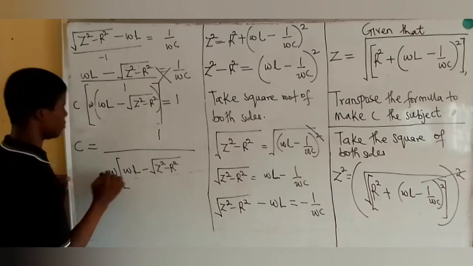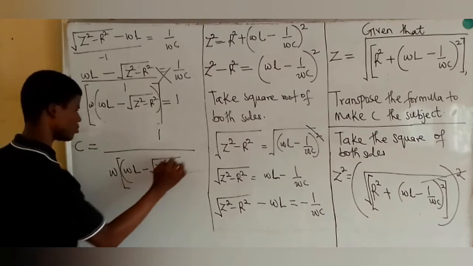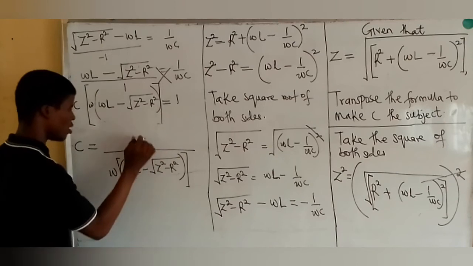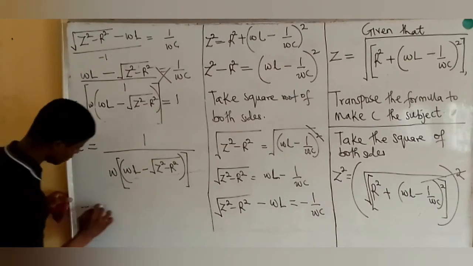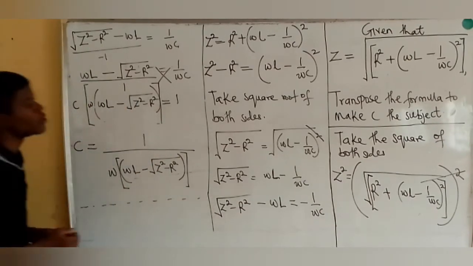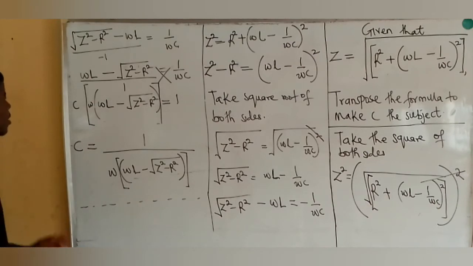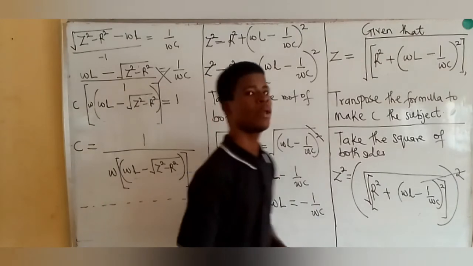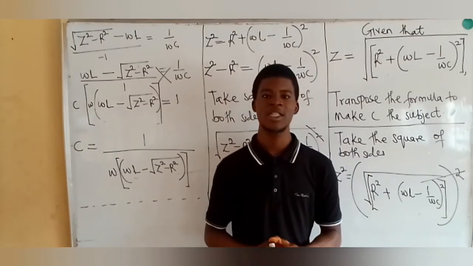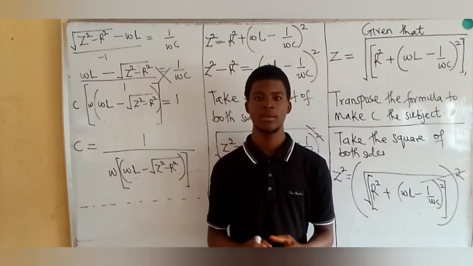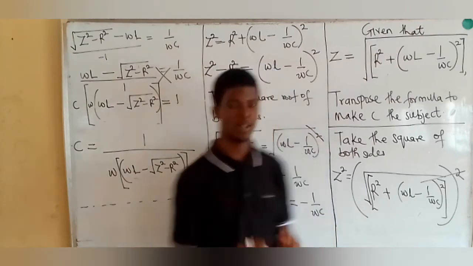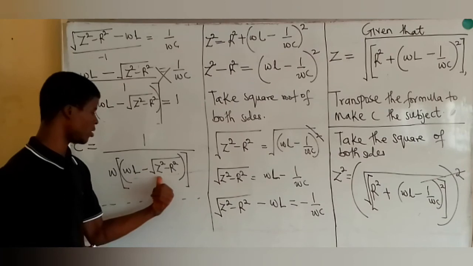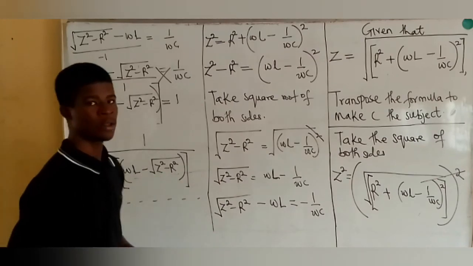Okay, that's all. So this is the answer, 1 over this. So this is the final answer to this question. So I have succeeded in making C the subject of the formula. So I have succeeded in transposing the formula to make C the subject, and C is now in terms of omega, L, Z, and R.